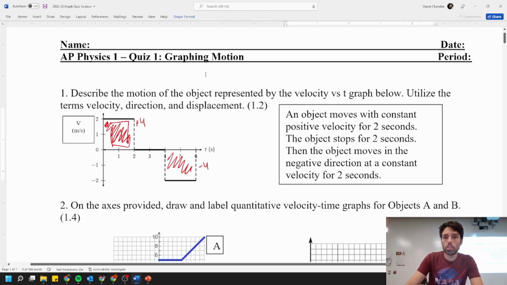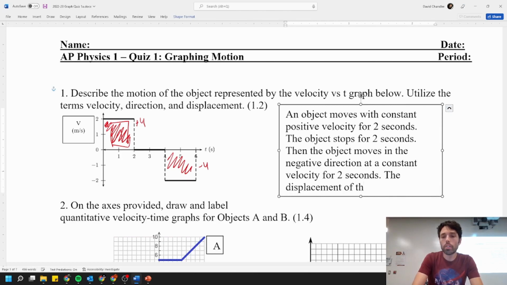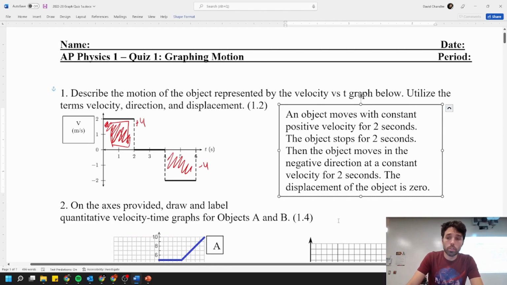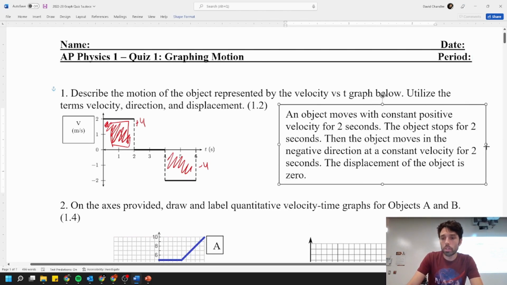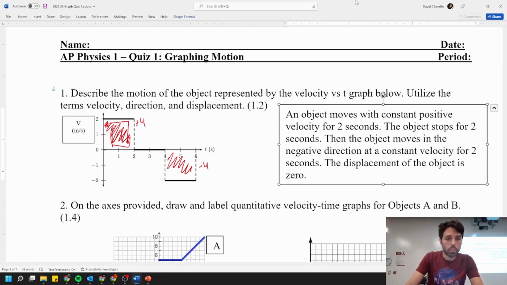You could have also told me that the displacement of the object is 0 because it goes +4 and then -4 back to where it started. So that could have been an answer. There's lots of ways you could have told me that. In other words, you could have used different vocabulary, but that's the gist of it there.